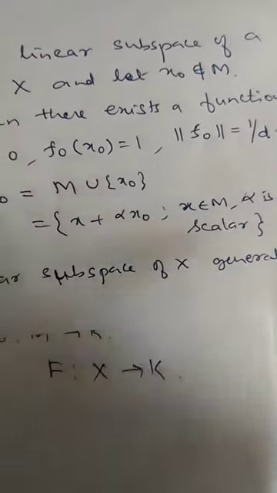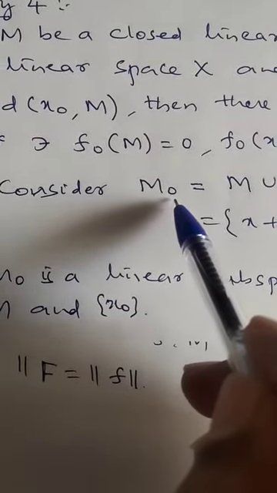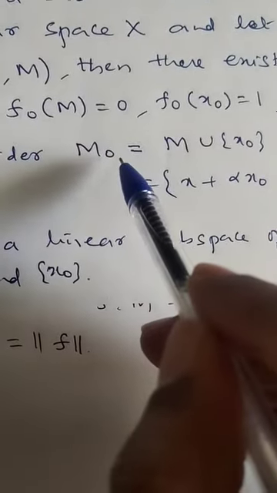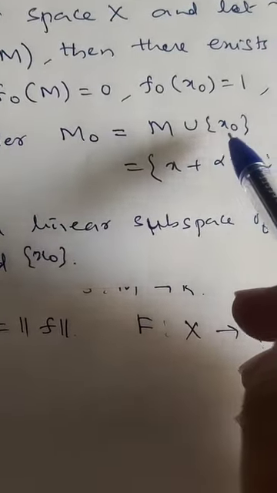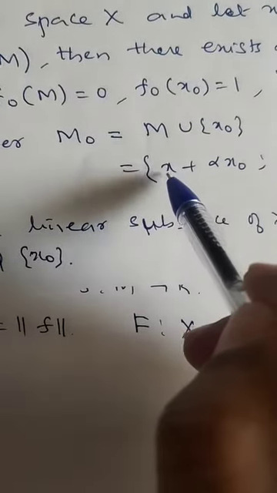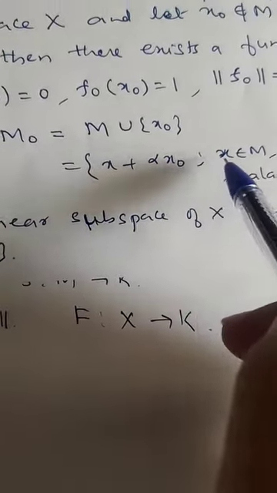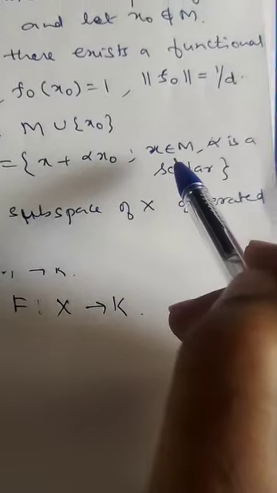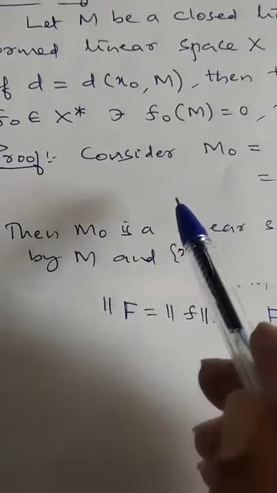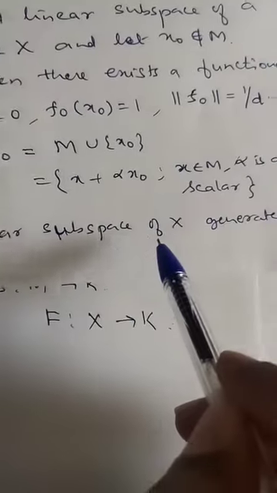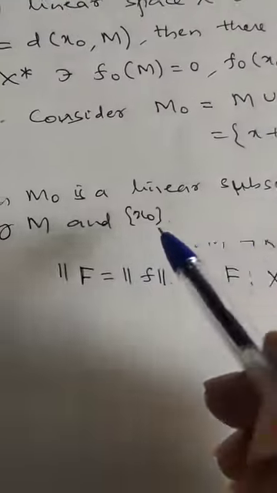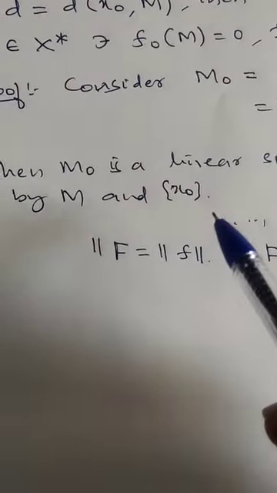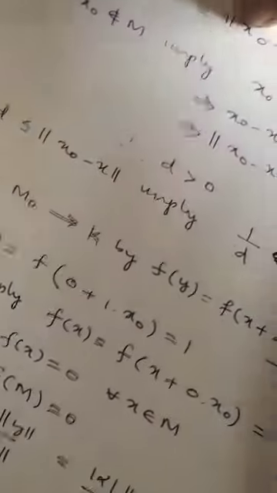Okay. For this, again, we will construct a subspace M naught using the subspace M and x naught, meaning M naught is the span of M and x naught. So any element in this space will look like x plus alpha times x naught, where x is an element of M and alpha x naught is a multiple of x naught. Now definitely, M naught is a linear subspace of X generated by M and x naught.